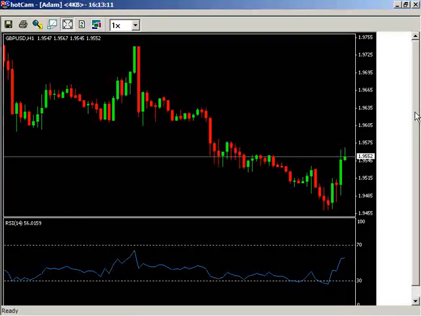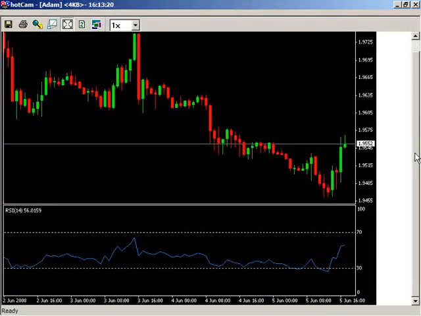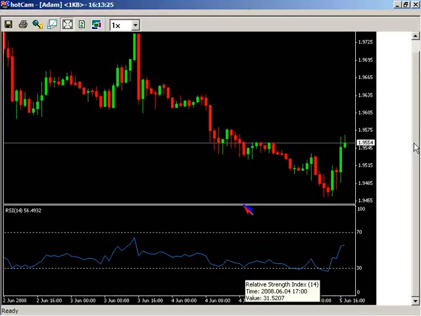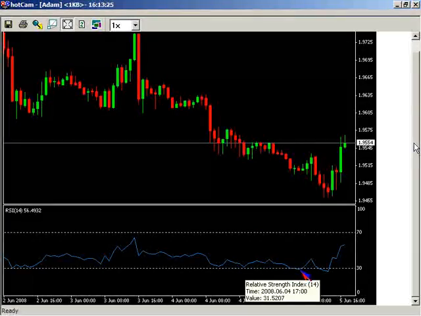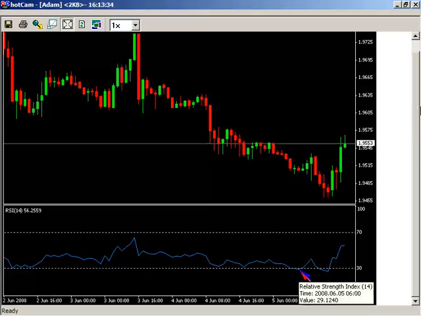Now notice the RSI as we cross below and back above 30. Well, here, where do we get to? We got to a level of 31. Not official yet. Well, here, we got to a level of 30.8. 29.2.